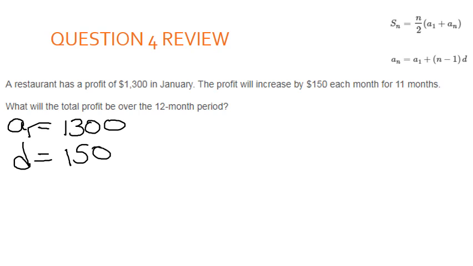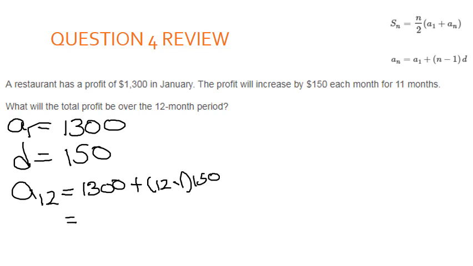We need to find the 12th term to plug into our sum formula. So I'm going to take that 1,300 plus the 12 minus 1 times your difference, so that's 150. So the 12th term is going to be equal to $2,950.